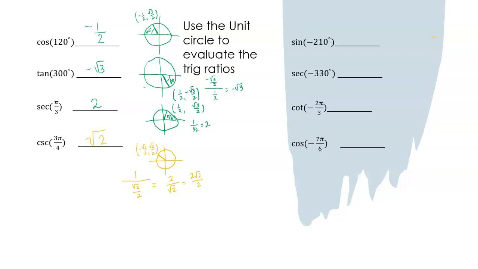Secant of pi over 3 is going to be in the first quadrant, so it's definitely positive, and it's going to be 1 over cosine, so that's why it's 2. And then cosecant is going to be 1 over sine, 1 over root 2 over 2, because the sine coordinate is positive in that quadrant, and then we can reduce our radical to get just square root of 2.